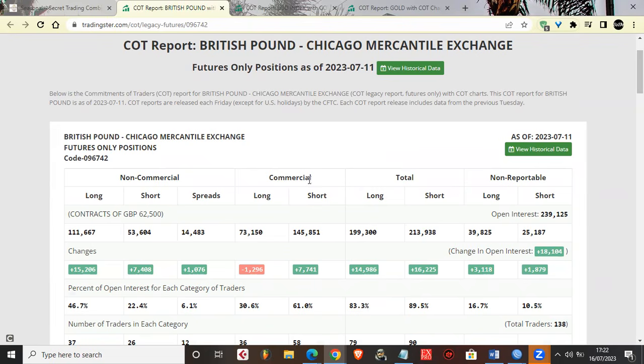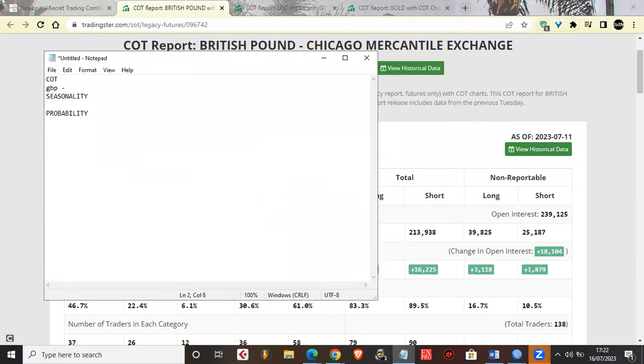So what we look at here is the commercials, right? As I mentioned earlier, there's three categories: non-commercial, commercials, and non-reportable. What we look at is commercials, and long means buy, short means sell. What we're looking for is their changes over time. So we look at commercials, their changes. Are they buying now or are they selling now? At the moment, it looks like they're selling because they've added 7,000 new positions while they've taken away some position from their buy. So you come here and say GBP and put that as short. So they're selling GBP at the moment. Investors are thinking GBP is going to go down.